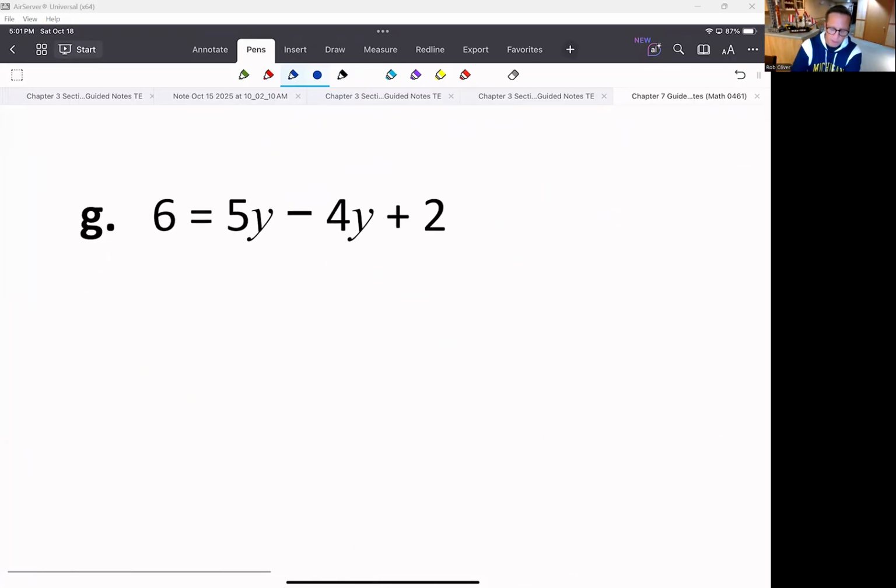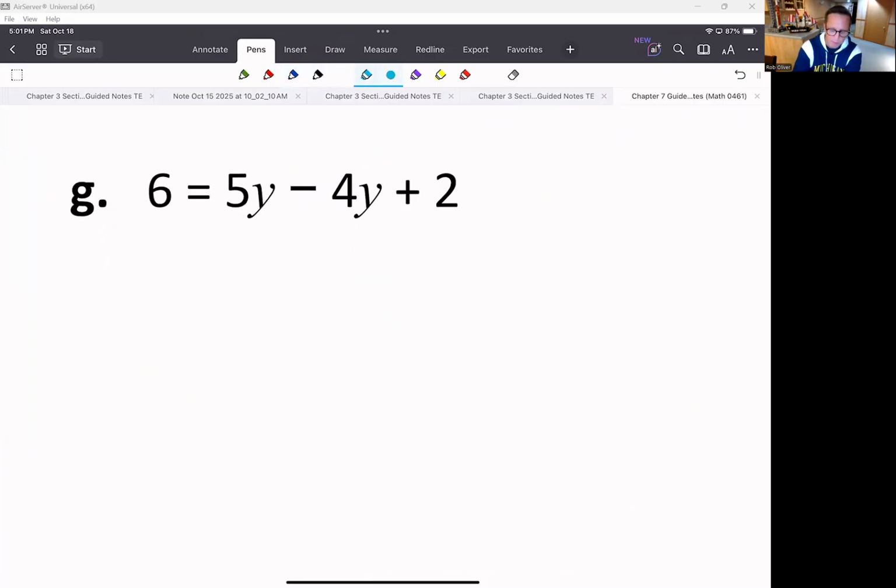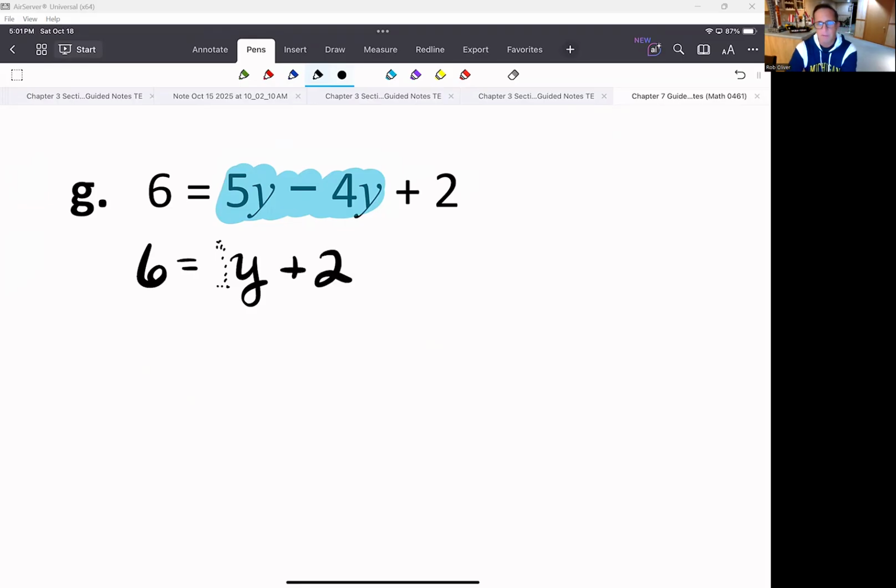Moving on to example G here. Same thing as the last one. We have some like terms that you can simplify. Do that. I'm going to rewrite it now. We've got 6 equals, and 5y and 4y makes 1y, which is just y. You could put a 1 there if you want. That makes you feel a little bit better about solving that equation. Go ahead, but you don't need to. All right, and now it's just a matter of subtracting 2 from both sides of the equation. So what do we get? We get 4 equals y.